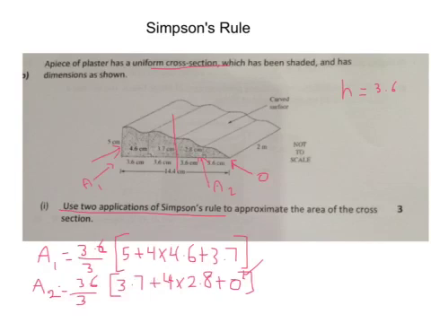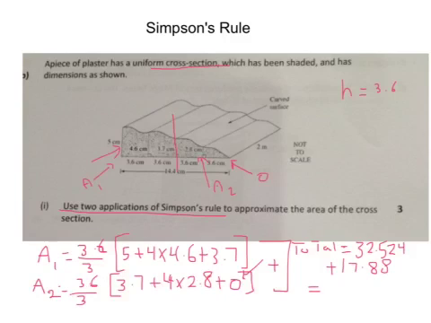Okay, doing the calculation on a calculator for the whole thing and adding the two areas, the total would be 32.524 plus 17.88. Adding the two together would be 50.40, or to the nearest square centimeter would be 50 square centimeters. In the meantime, we leave it as that. So the answer, if you say to the nearest, will be 50 square centimeters, and that was worth 3 marks.